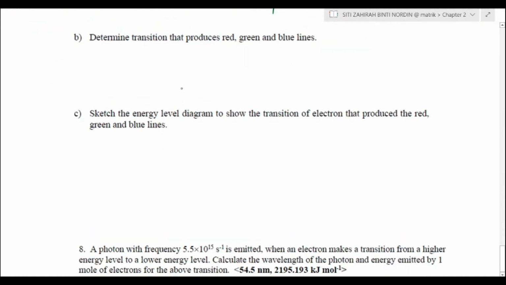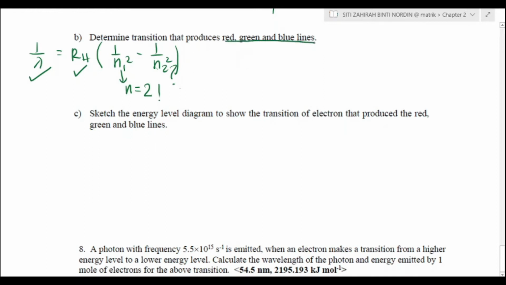So B, determine the transition that produces the red, green, and blue lines. You're going to use 1 over lambda equal to RH times 1 over n1 squared minus 1 over n2 squared, because you know that n1 must be the ground state, which is 2. RH is given already, together with the lambda. So your task is to find n2 for the red, green, and blue lines.